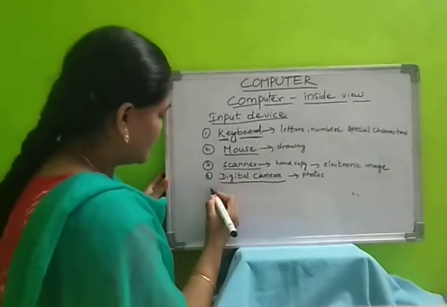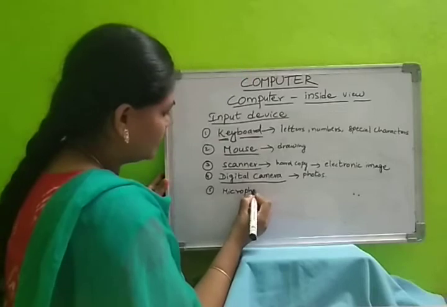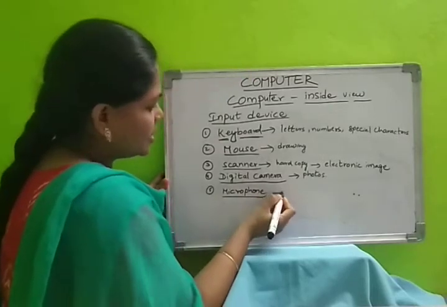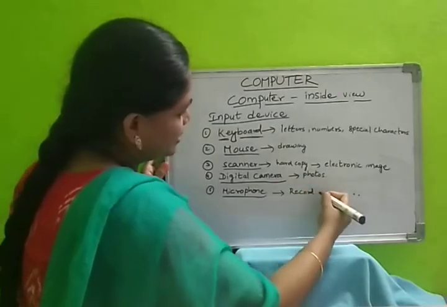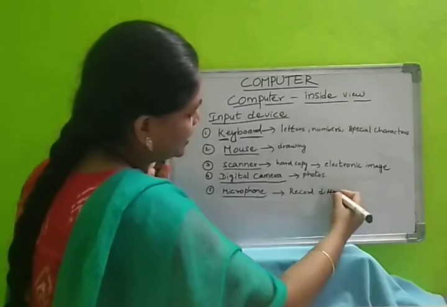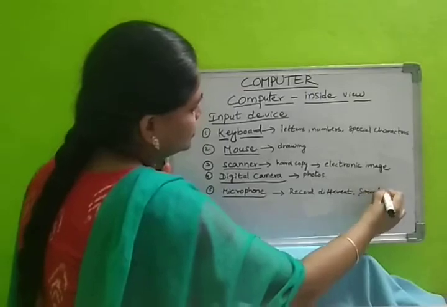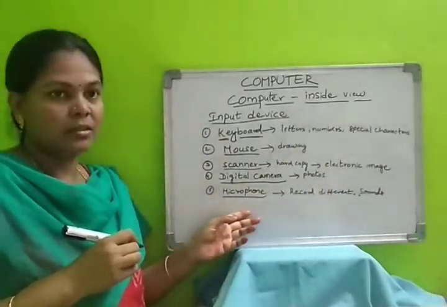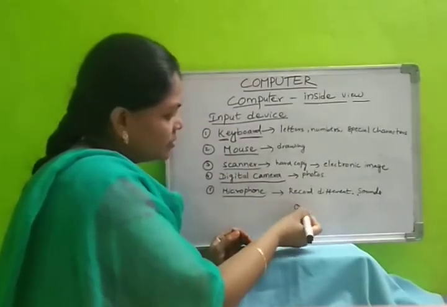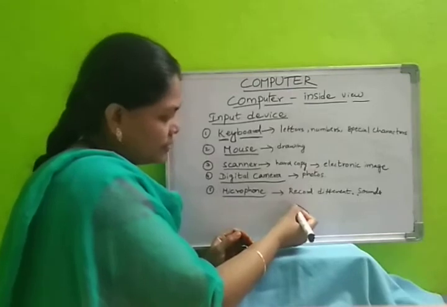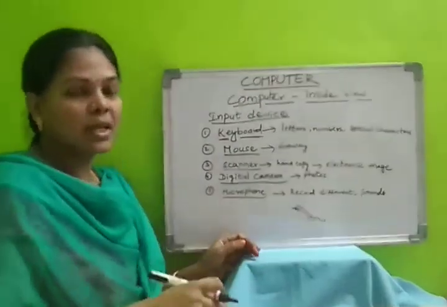Okay. So next one is microphone. Using this microphone we can record different sounds. These sounds we can give as the input to the computer. The microphone is nothing but like a mic. In this mic we will record. If you talk here, we can record our voice and it will be stored into the computer.